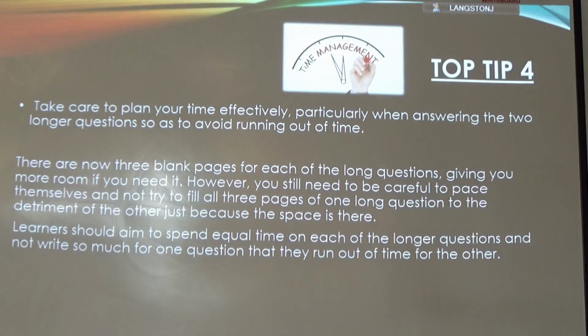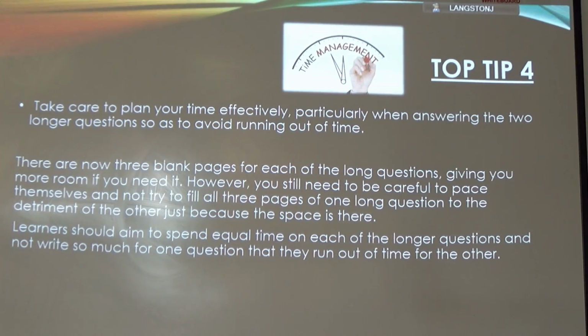Top tip 4. Take care to plan your time effectively, particularly when answering those 2 longer 8-mark questions so that you can avoid running out of time. You want to give yourself the best opportunity to make sure that you can answer both those questions and get really high scores. So you've got to make sure that you're able to manage your time. Now there are 3 blank pages in your actual exam booklet to give you a chance to be able to write some really extended answers, okay? So if you need more room, it's there.